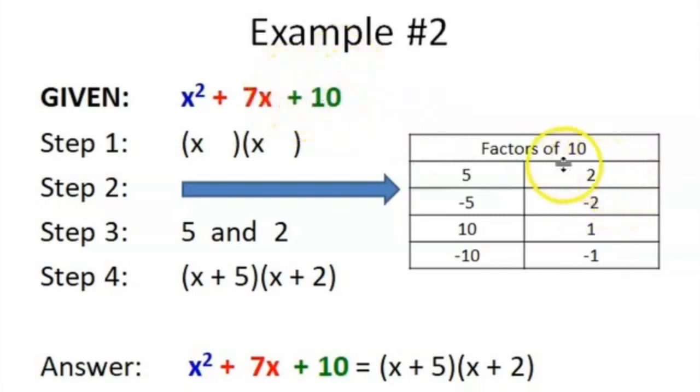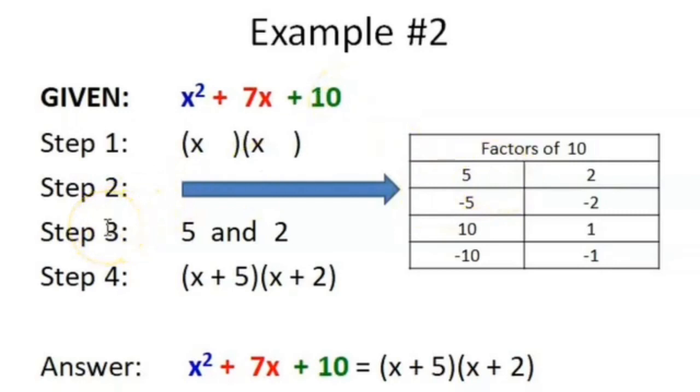So ito na po yon, yung factors ni positive 10. We have here positive 5 and positive 2. If we multiply positive 5 and positive 2, the result is positive 10. And negative 5 and negative 2. Diba? Negative times negative, the result is positive. So therefore, positive 10. We have also positive 10 and positive 1. Still, the result is positive 10. And we have also negative 10 and negative 1. Still, the result is positive 10. Okay, so okay na po yung step 2.